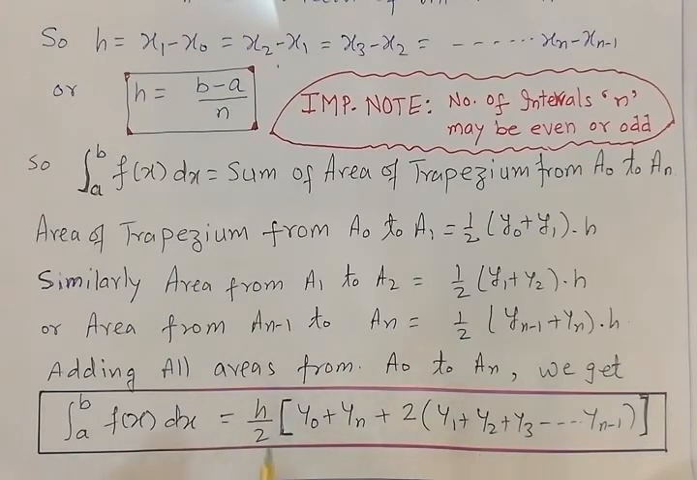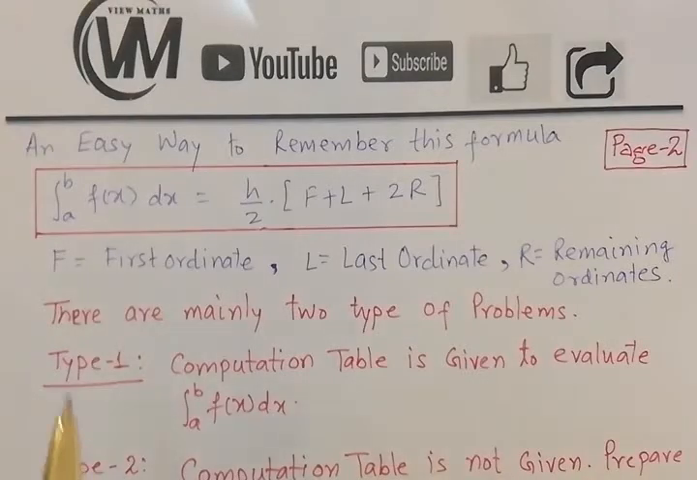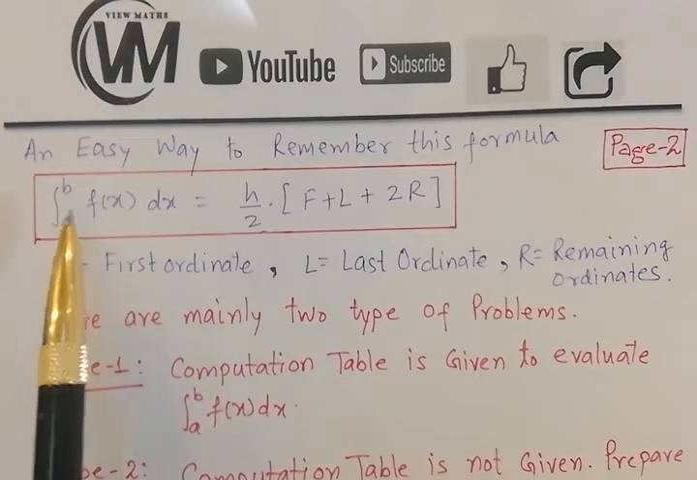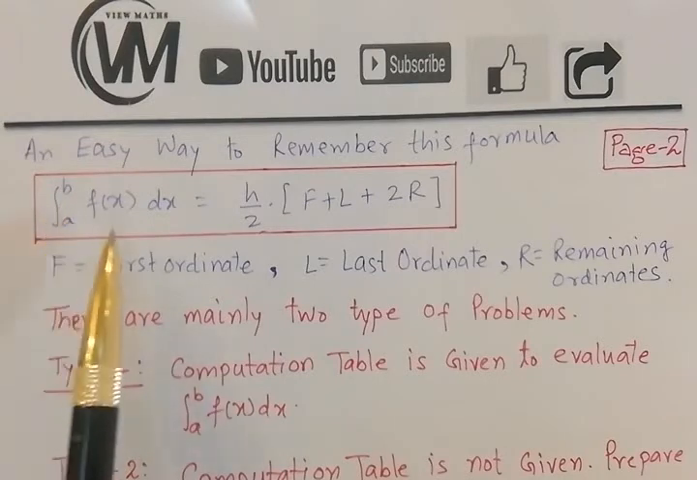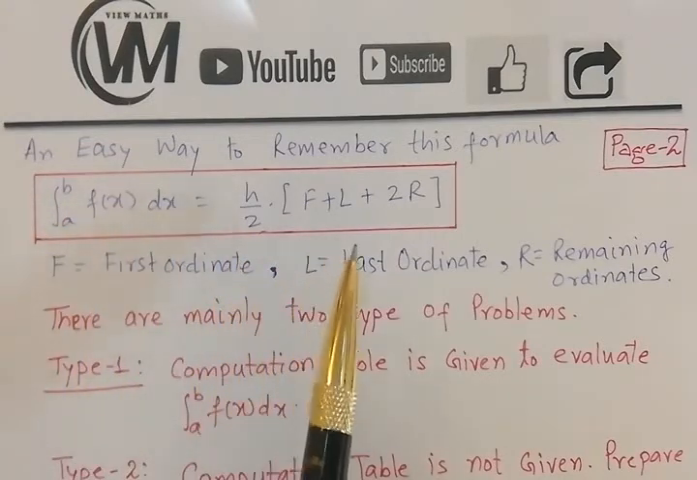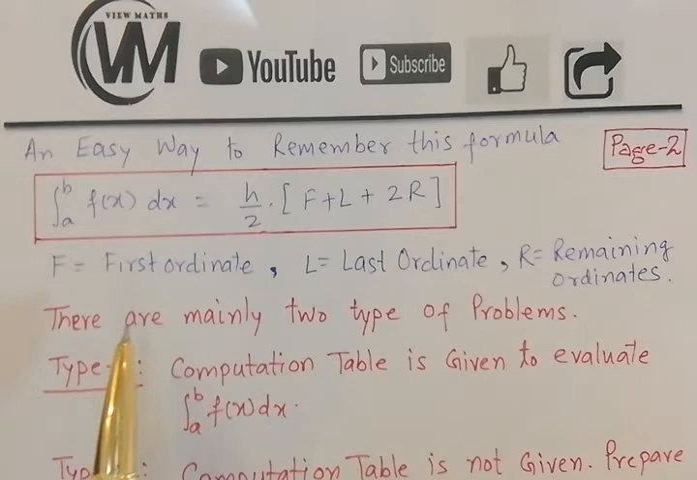Or we can make a formula as h by 2 into f plus L plus 2 times R. Now you can see that the easy way to remember is integral a to b f(x) dx is h by 2 times (F plus L plus 2 times R): first ordinate, last ordinate, remaining ordinates.